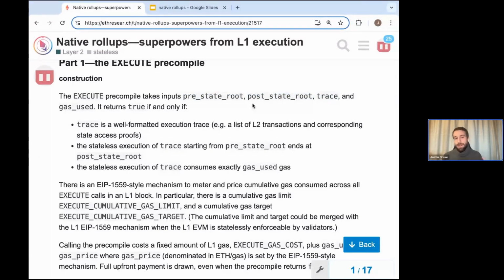And you're basically making a claim that if you start with the pre-state root and you execute the trace, then you will end up with the post-state root. And so really what the trace contains is enough information for anyone to be able to verify that this state transition is correct. And if indeed this state transition is correct, then the precompile will return true. And if it's not, then it will return false.